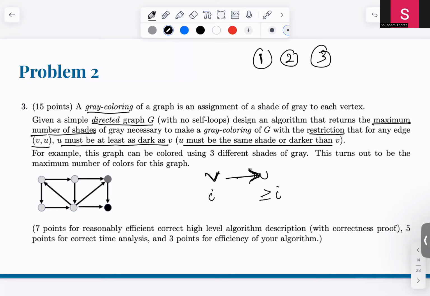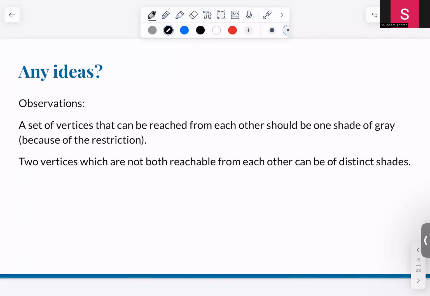What is the first thing that is coming to your mind? I already see a solution in the chat. Someone is saying number of SCCs. We are going to do a very similar thing. Yes. Any other idea? Okay, let's jump on to these SCCs and see how they will help us out.